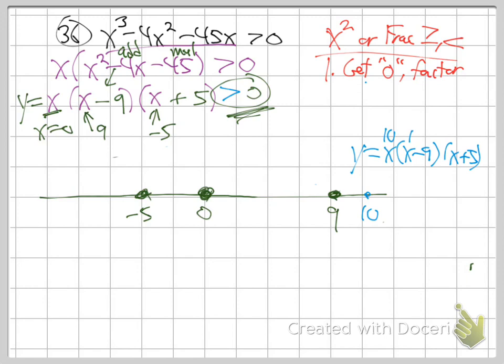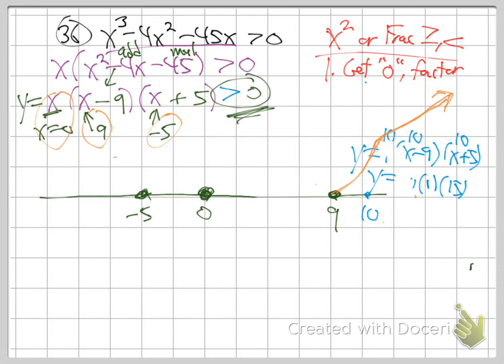So plug in 10, 10, 10. What are you going to get? 10 times 1 times 15. That's positive, isn't it? So the graph must be up here. I don't know exactly what it's doing. All I care is it's above. And it's above everywhere out there. Notice it can't come down and cross again. Why not? Because there would be another place where it hits 0, and there's not. It only hits 0 at 0, at 9, and negative 5. It can't come down again, can it? So you see what I know? I know it's got to be going up here.